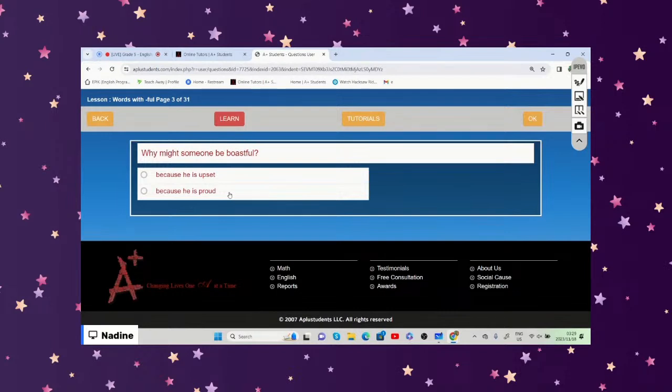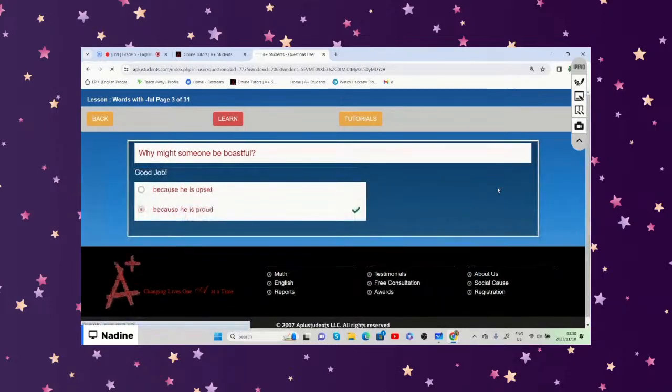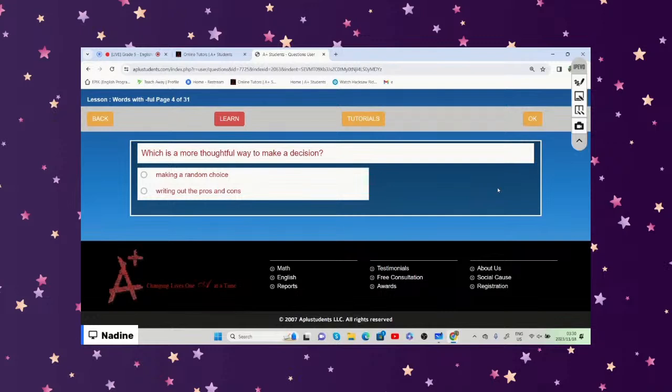Because boastful, it means that you are, it's like you're showing pride. Remember, if somebody is boastful, are they upset or proud? Because boastful is like they're showing pride, right? Which means that they are proud. It's like you're prideful. So well done. Two is correct. The second one is correct. Well done.